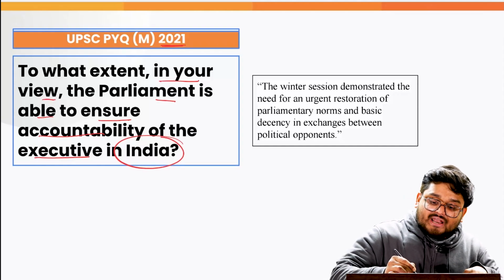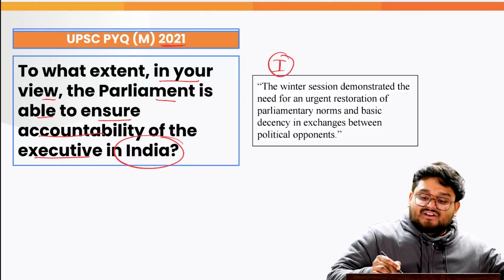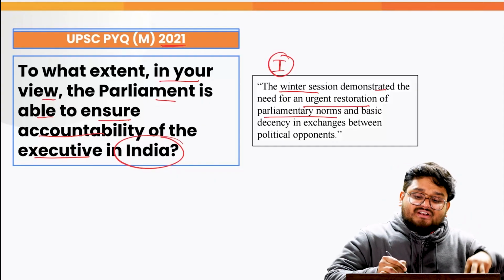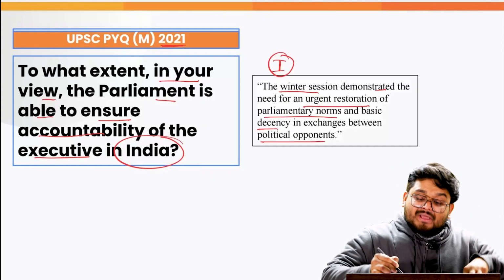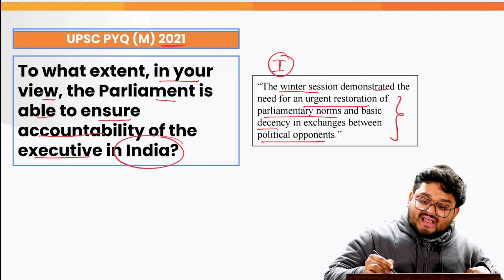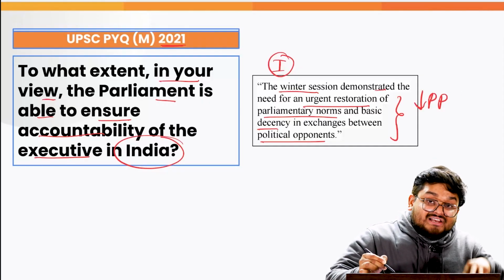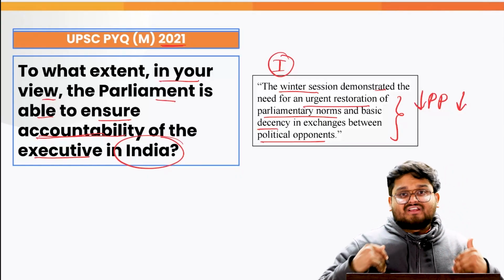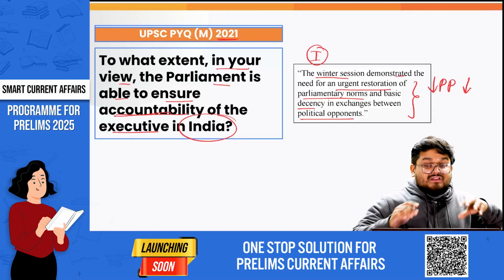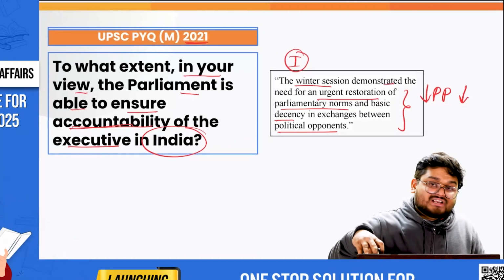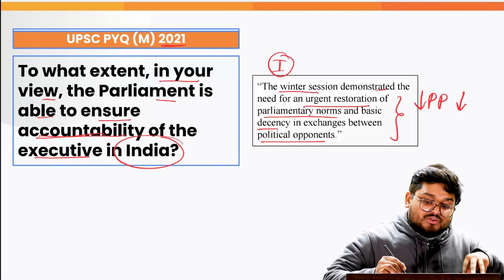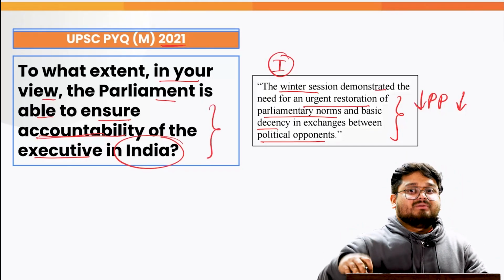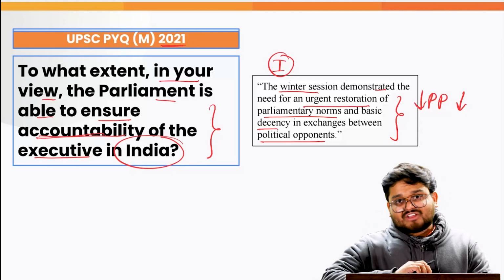So with reference to this, we can have an introduction that the recent winter session demonstrated the urgent need for restoration of parliamentary norms and basic decency in exchanges between political opponents, because this is leading to declining parliamentary productivity, which is leading to decline in ascertaining the accountability of the executive in the country. So with reference to these, you can frame the body with reference to which data we used. Also with reference to conclusion, use a proper and balanced conclusion for the importance of parliament as a temple of democracy. With reference to this, let's move on to the next topic.